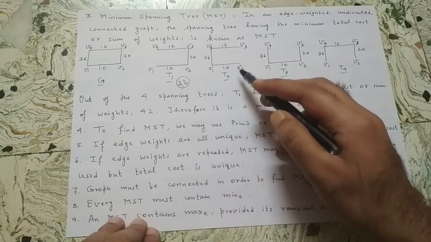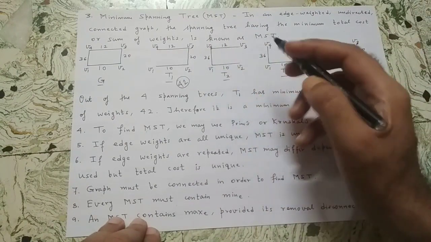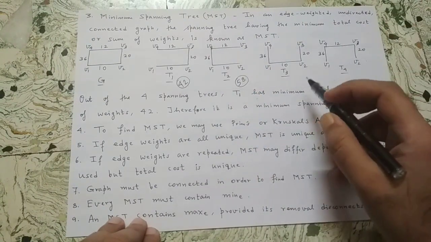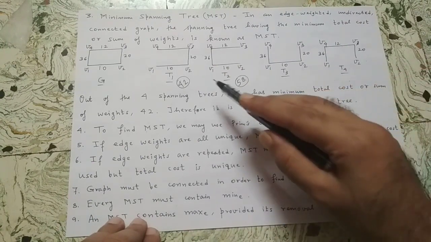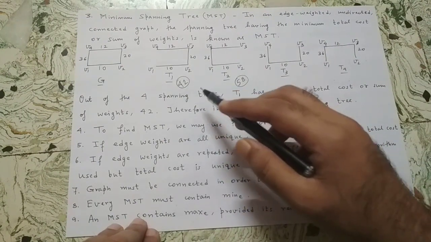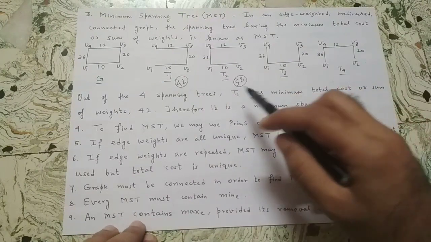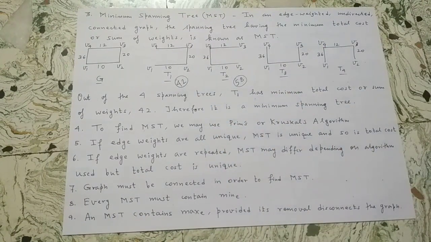Similarly, if you take up the sum of weights of T2, you will get 10 plus 36, 46. 46 plus 12 is 58. Similarly, if you take the sum of weights of T3 and T4, and if you compare all the four, you will find that graph T1 has the minimum sum of weights, which is 42. As a result, we'll say that out of these four spanning trees, T1 is the minimum spanning tree.